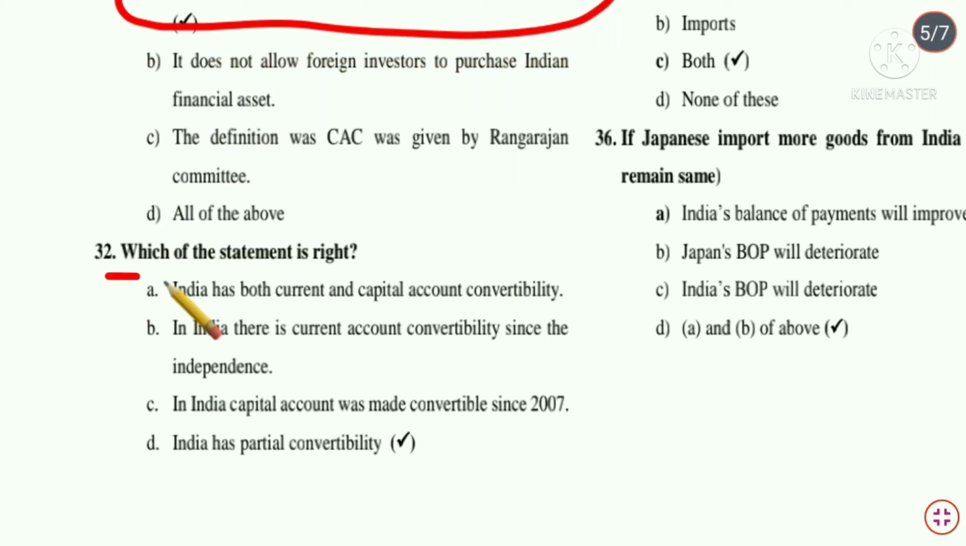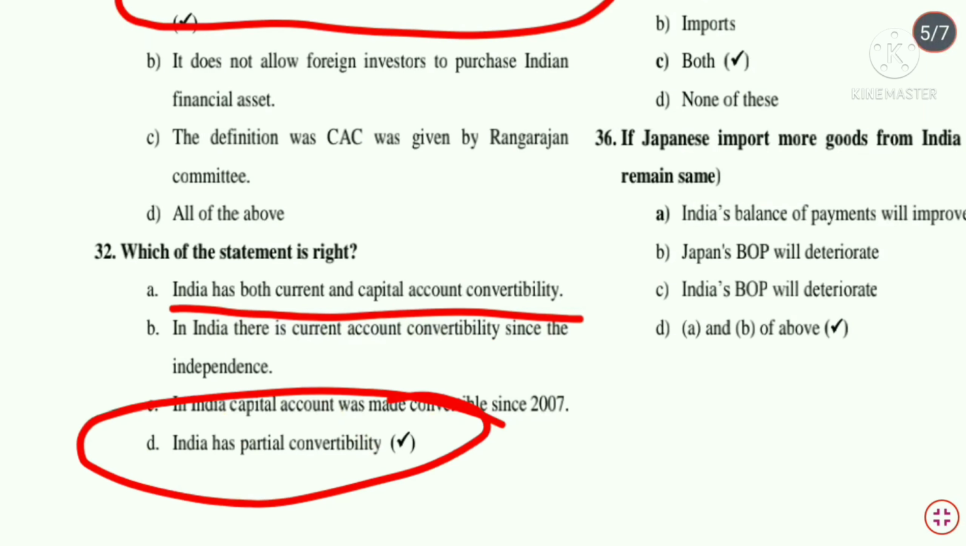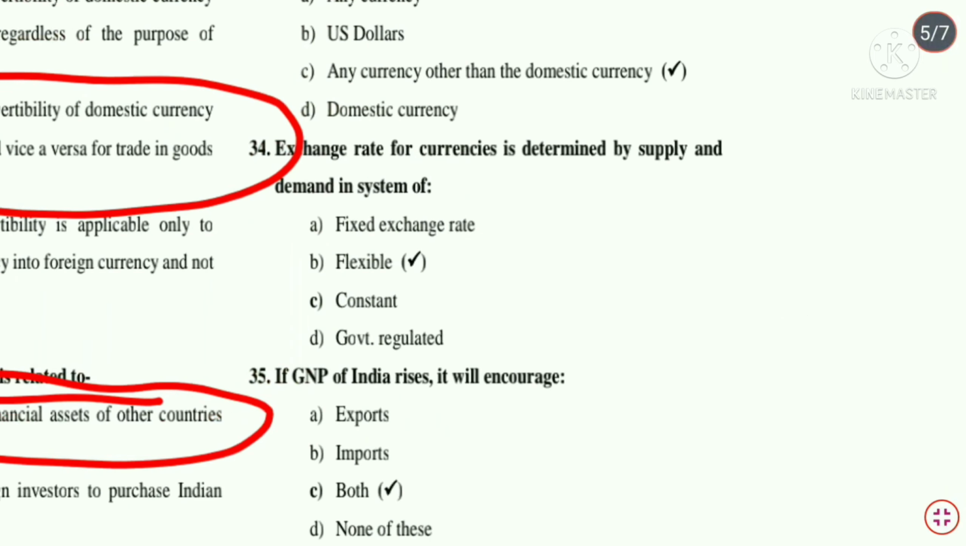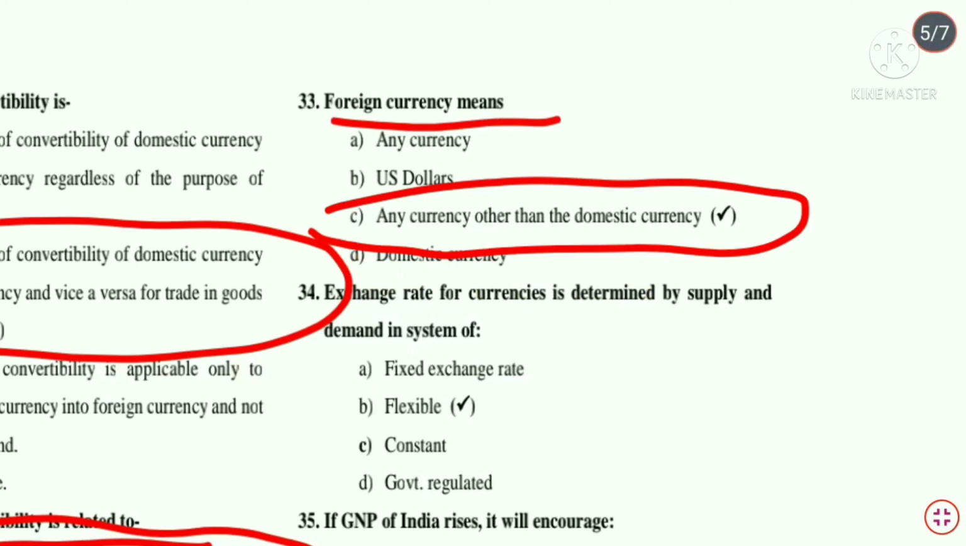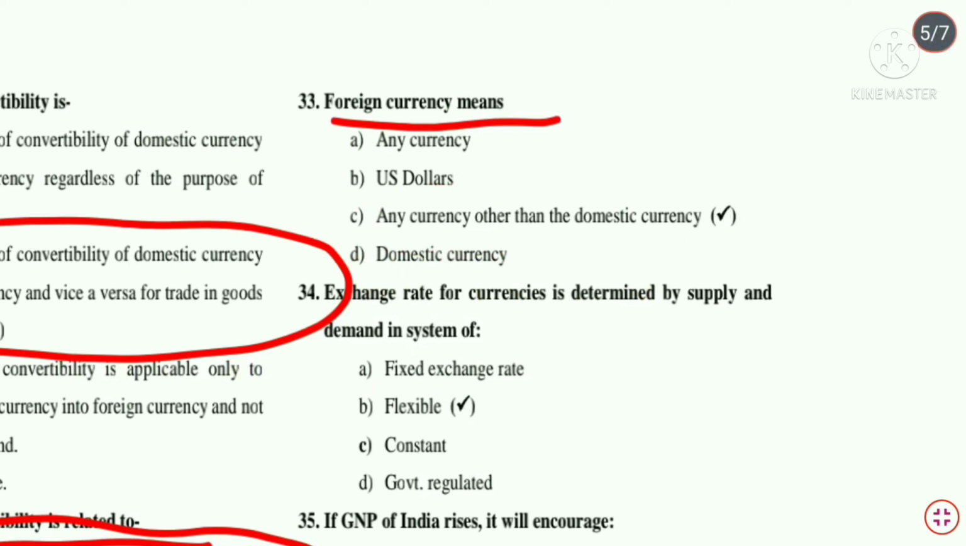Next question, which of the statements is right? India has both current and capital account convertibility. In India, there is current account convertibility since the independence. In India, capital account was made convertible since 2007. India has partial convertibility. Option D, India has partial convertibility is the correct answer. Next question, that is foreign currency means, foreign currency simply means any currency other than the domestic currency. Option C is the correct answer.